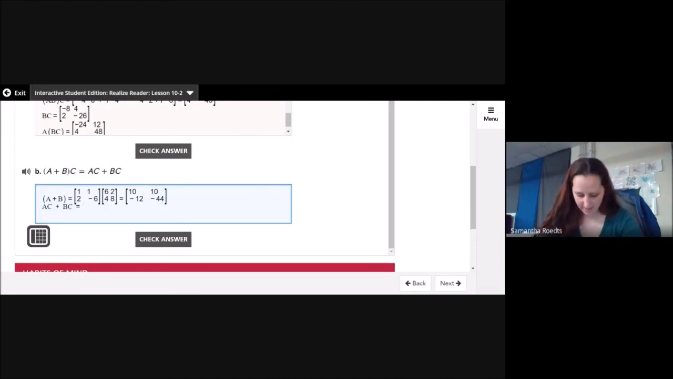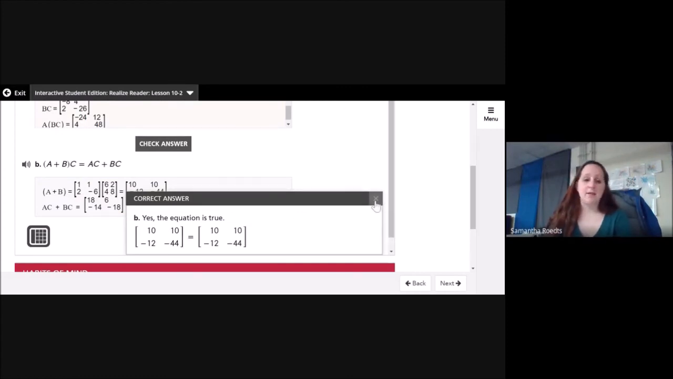Well, AC is 18, 6, negative 14, negative 18. I'm going to add to that my B times C, which I actually found in the first problem, which is negative 8, 4, 2, 26. When I add that together, I get 10, 10, negative 12, negative 44. So in this case, they are equal. This is not always the case. It doesn't always work. So make sure that you double check everything.